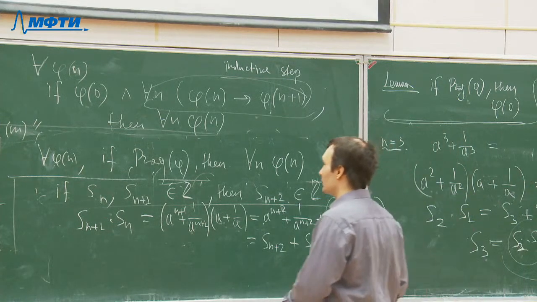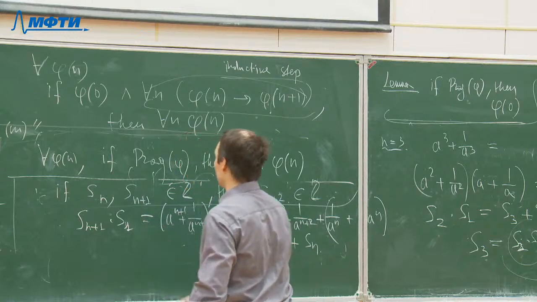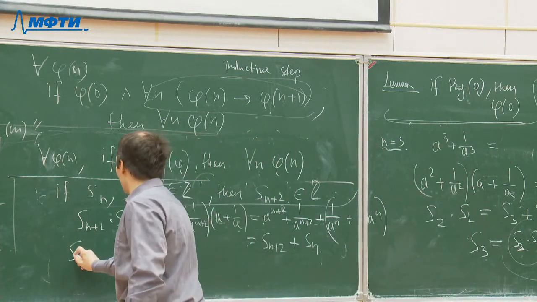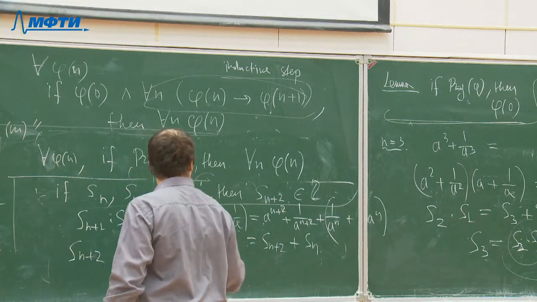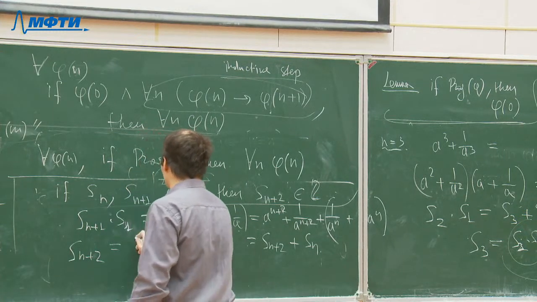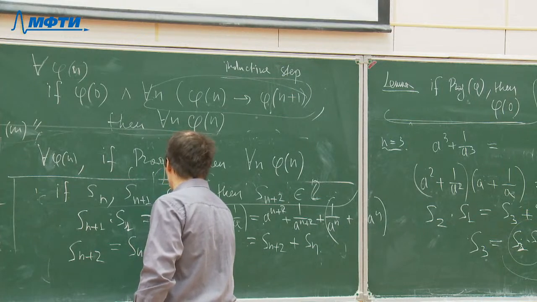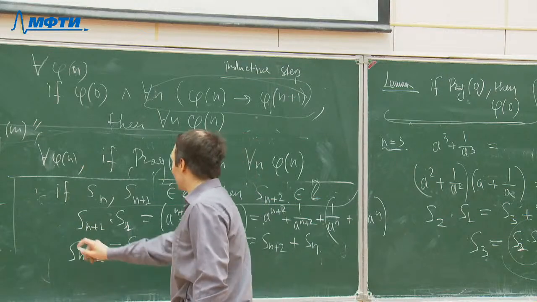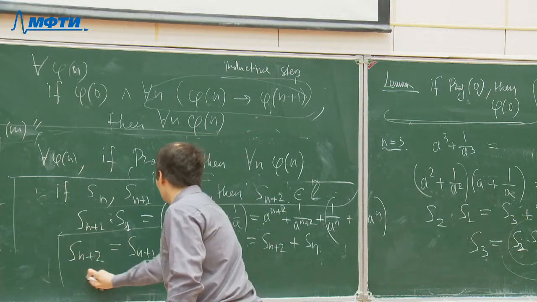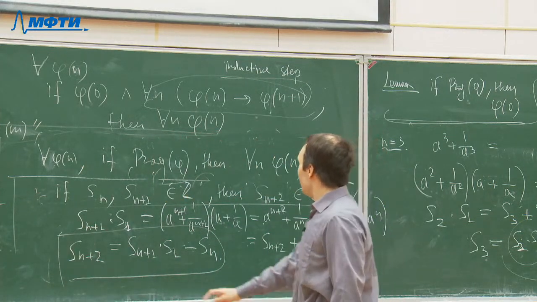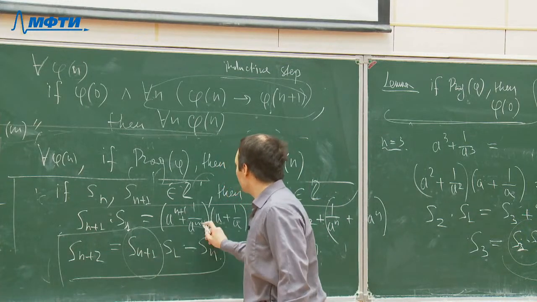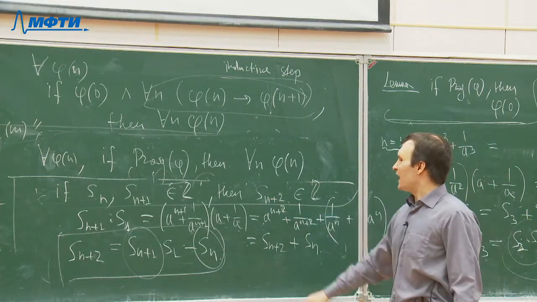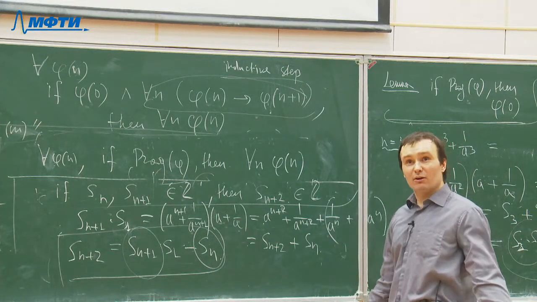Of course, it's not n, but 1. Thank you. So, in general, I see that S(n+2) equals S(n+1) multiplied by S(n) minus S(n). So that means that if these two are integer, then S(n+2) is also integer.